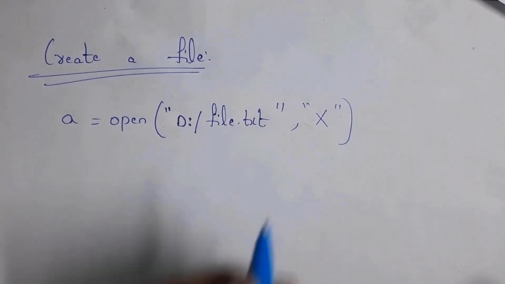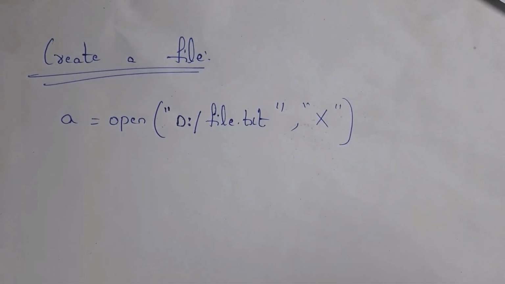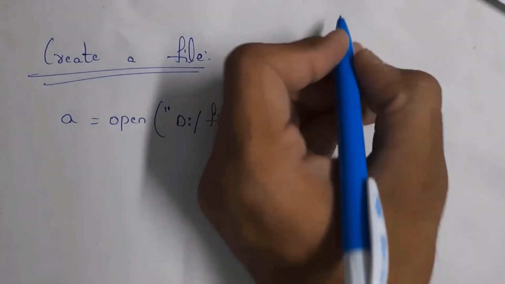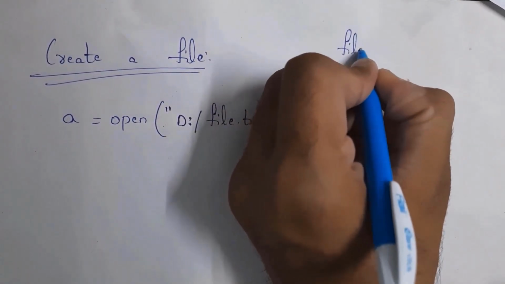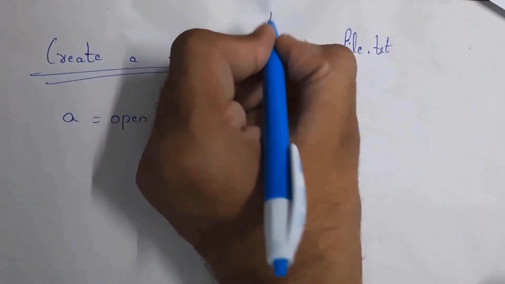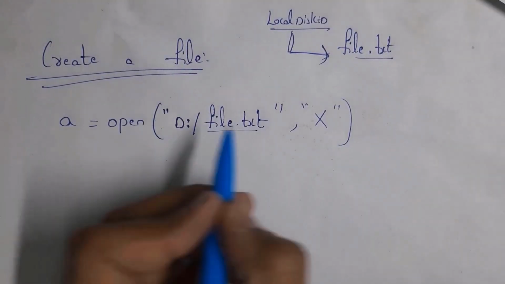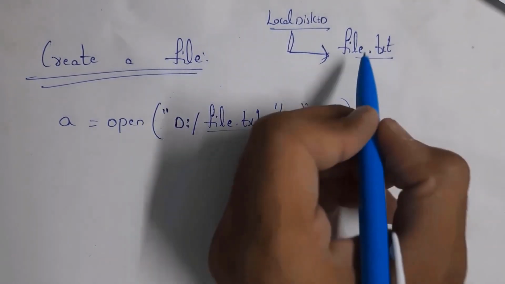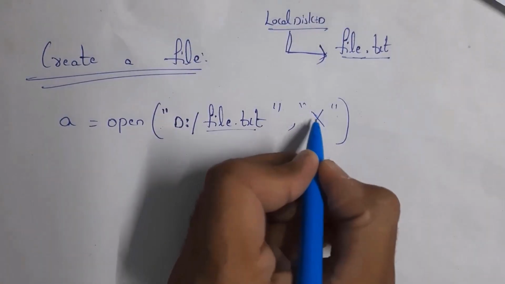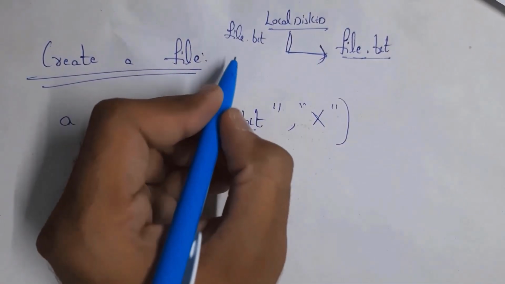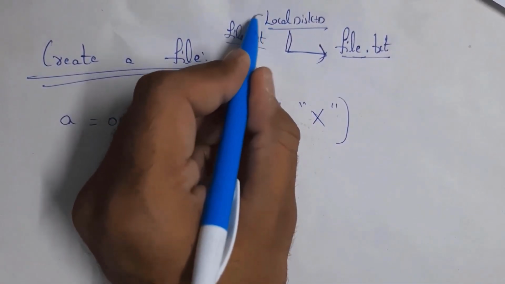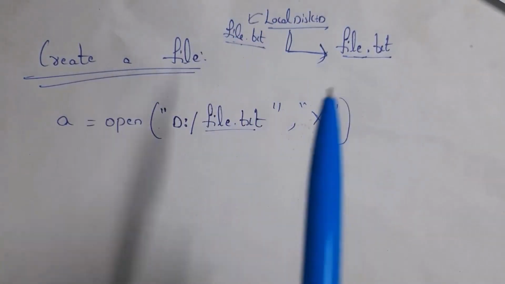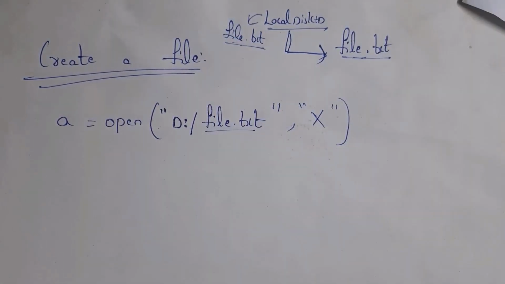By using x mode, we can create a new file. Whenever I run this line of code, it will create one text file, file.txt, in local disk D. For example, if this file.txt is already present in local disk D, then it will display an error. Only if the file does not exist, then it will create the file. But if the file is already present, then it will display an error.